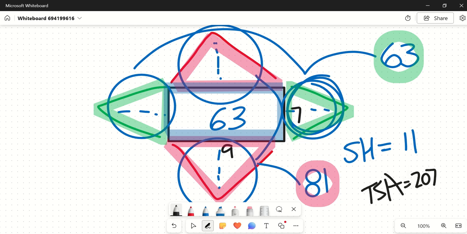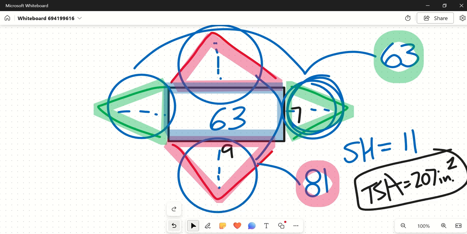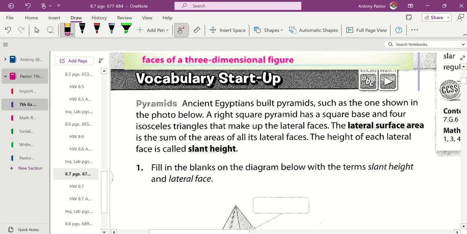Let's say this was inches, and it needs to be inches what, ladies and gentlemen? Squared. And I am done. So do not forget to find the base area and add it into it. And then again with triangles, it's going to be completely different depending on the lengths of each triangle. Let's look at the homework for an example.